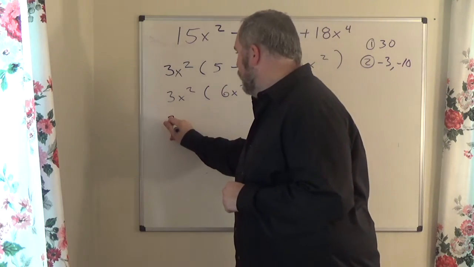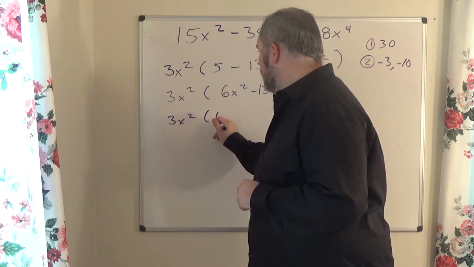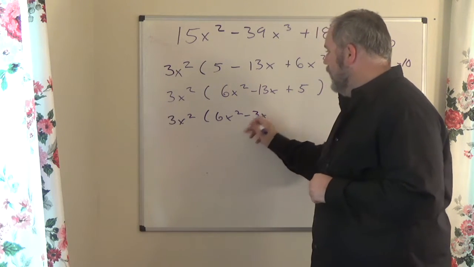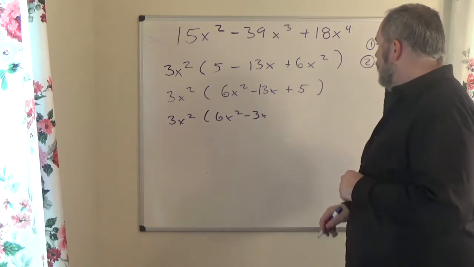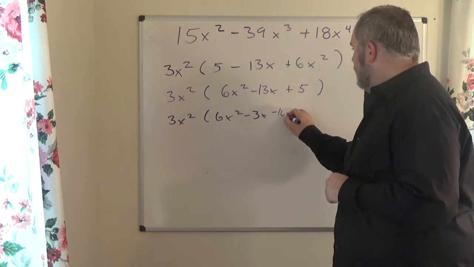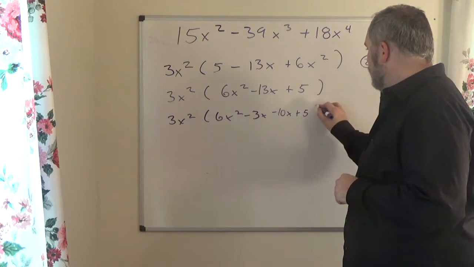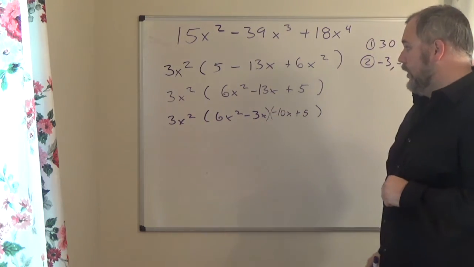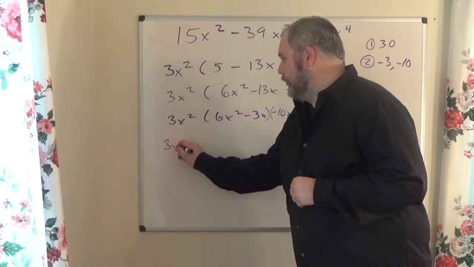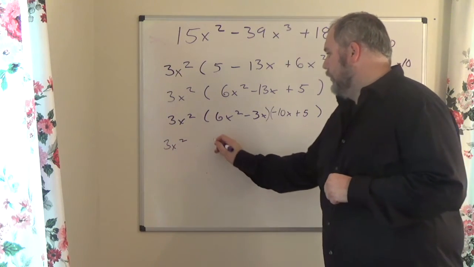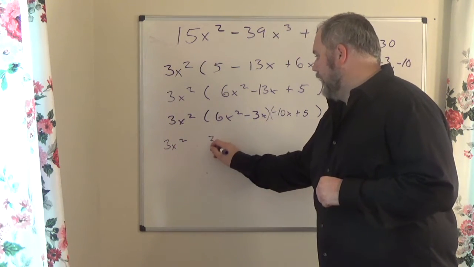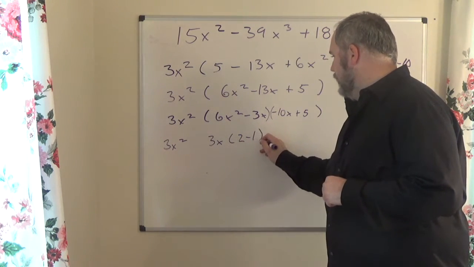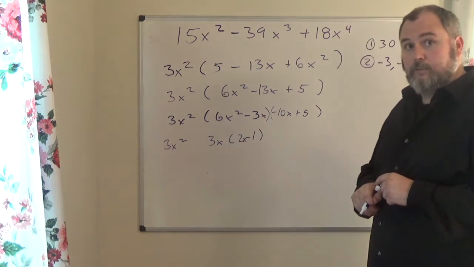So we have 3x squared times 6x squared minus 3x, I'm going to put minus 3x because I can factor out a 3 later on, minus 10x plus 5. Okay, so I'm going to go ahead and group these things together like so. And I'm going to say 3x, and we'll just keep writing that so I don't forget it. And this is going to be 3x times 2x minus 1.